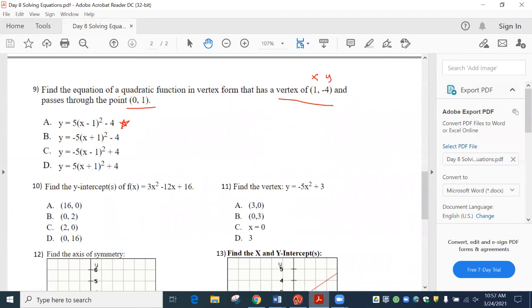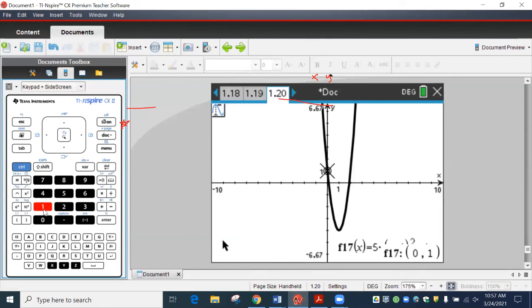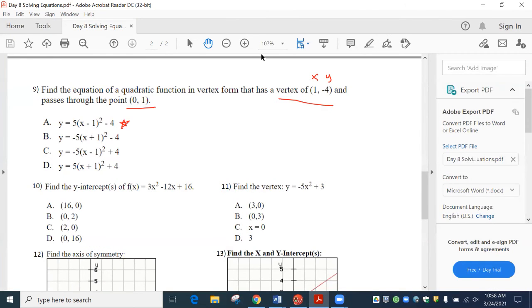So now we need to look for 1. So we're going to type 1, enter. All right, so 1, -4 is good. Is that the vertex? Yes, that's a vertex right there. And then we're going to type in 0, and 0, 1 is also good, and that just has to be a point anyway. So A is definitely our answer right there.